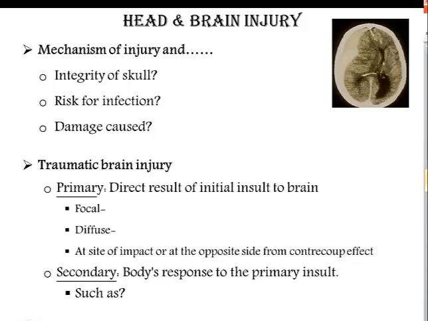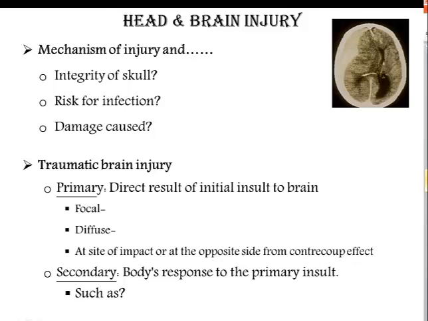Traumatic brain injury is classified as primary or secondary. Primary injury is the result of the initial insult to the brain. It can be focal or located in small specific areas. This can include lacerations, contusions, hemorrhage, or hematomas. It can also be diffuse or occurring over a wider area. Examples are concussions or diffuse axonal injury. Also, primary injury can include damage at the site of impact or at the opposite side from a contrecoup effect. That's when an impact to the head can cause the brain to move within the skull, causing the brain to impact the interior of the skull opposite the head impact.